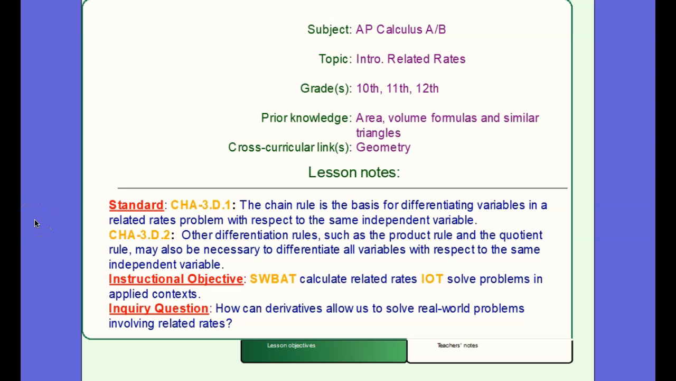Our instructional objective is that students will be able to calculate related rates in order to solve problems in applied contexts. And our inquiry question is, how can derivatives help us solve real-world problems involving related rates? Take a few minutes and look at these standards. Think about what they mean and how they might be assessed on the AP Calculus exam.